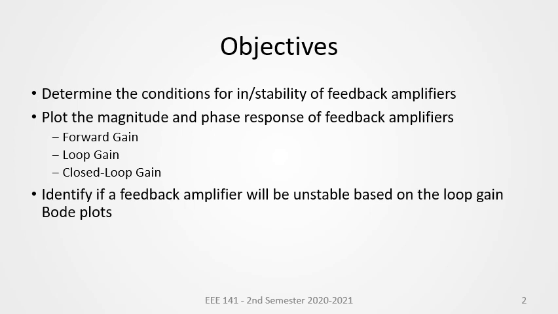Specifically, we will look not only at the plot of the closed loop gain, but also at the forward and loop gains and see how they are related to the closed loop gain through these plots. Lastly, to identify if a feedback amplifier will be unstable based on the loop gain Bode plots.